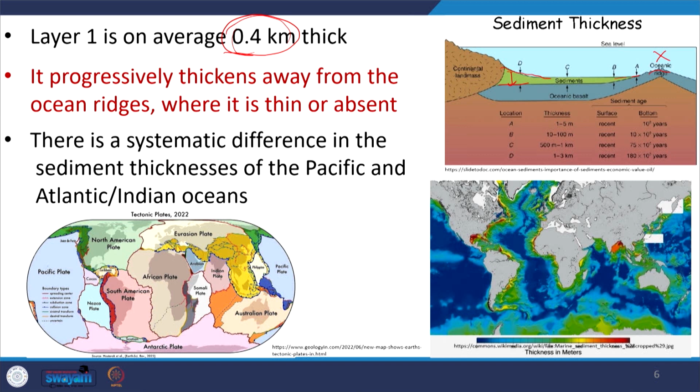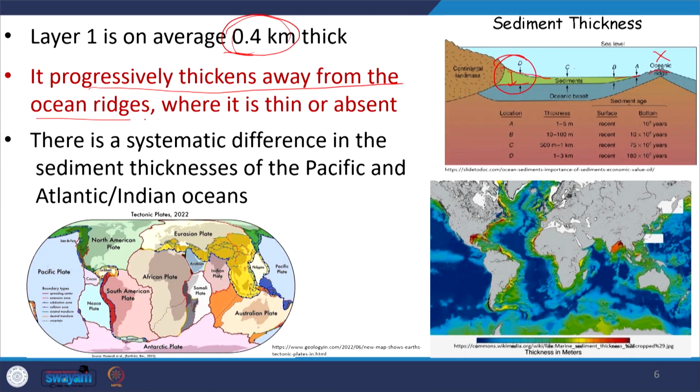Similarly, the sediment near the continent will be either clastic or non-clastic sediment, and that depends upon the depositional environment and the pH of the water. Anyway, the sedimentary thickness varies from the continental side to the mid-oceanic ridge side, and it progressively thickens away from the ocean ridge, where it is thin or absent. So, it may or may not be present here, but if it is present, it is very negligible.